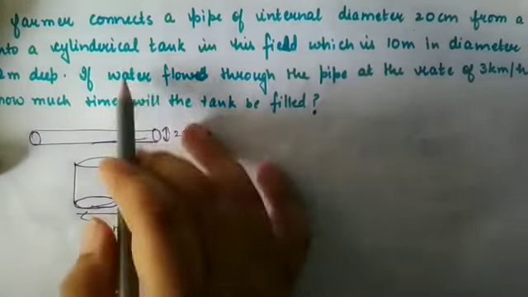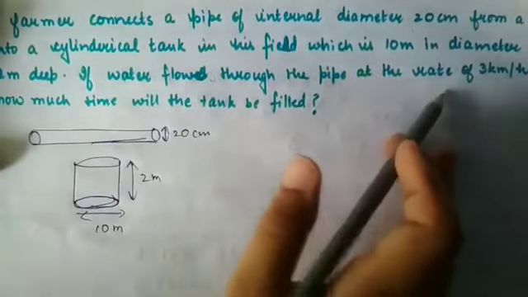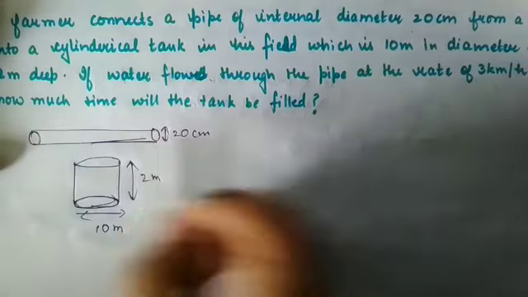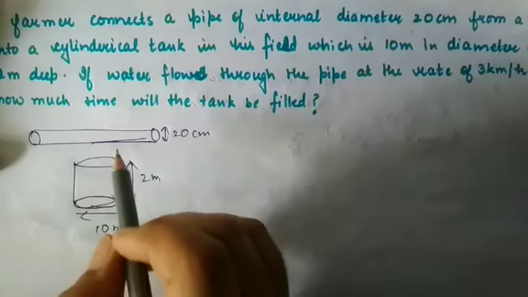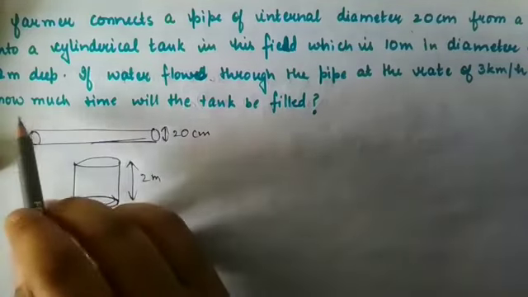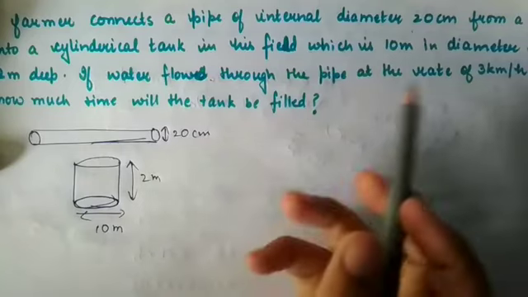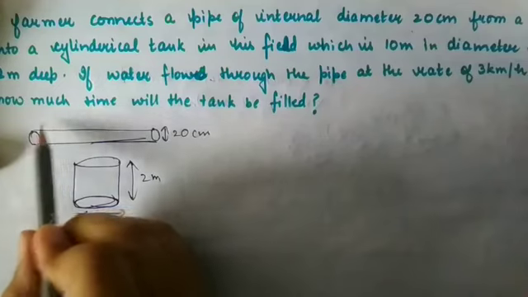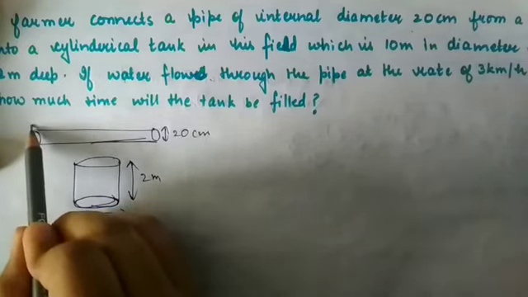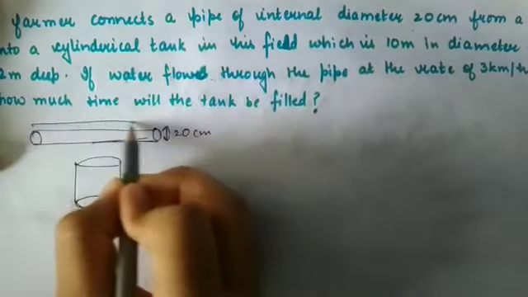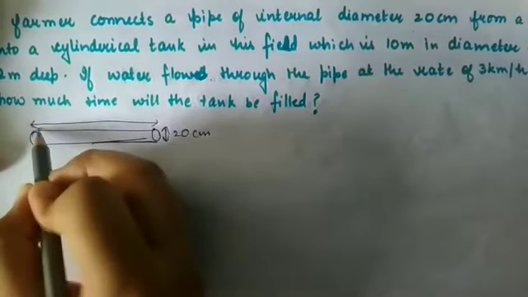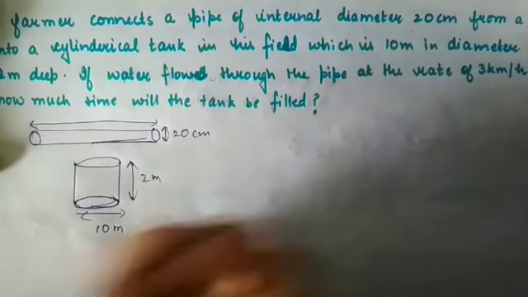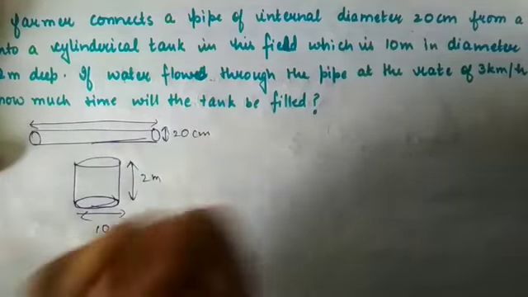So if water flows through the pipe at the rate of 3 km per hour, they are saying that the water flows at a rate of 3 km per hour. They are not directly giving us the height of the pipe or the length of the pipe. So 3 km per hour means it covers a distance of 3 km in 1 hour. That means the height or the length of the pipe is 3 km in 1 hour. Okay, you can say that. So how much time will it take for the tank to be filled completely?